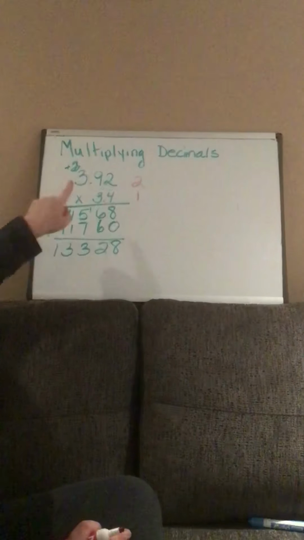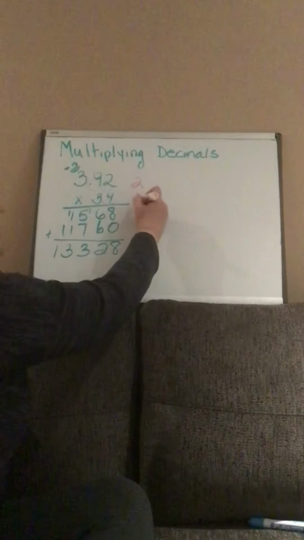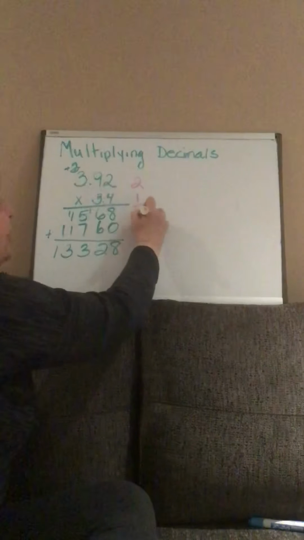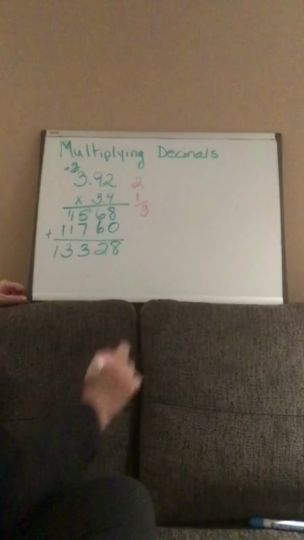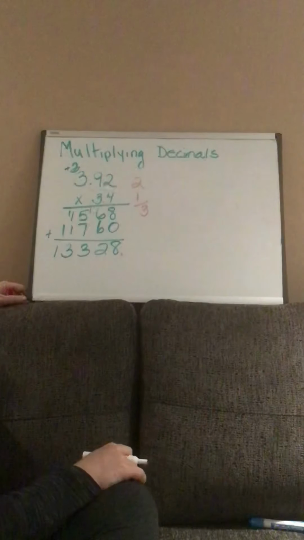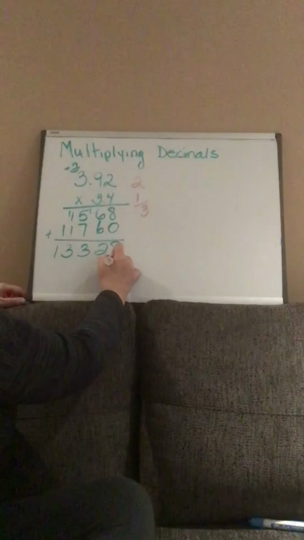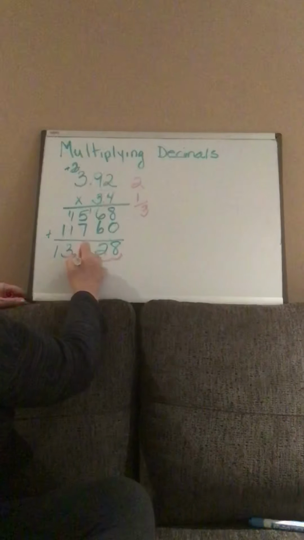Now I'm finished with the multiplication part, but I have to remember that there were 2 decimal places in the first part of the question and 1 decimal place in the second part of the question. So that gives me a total of 3 decimal places. When I don't see a decimal place, I know it's always to the right of the last digit. And now I have to go back 1, 2, 3 places.